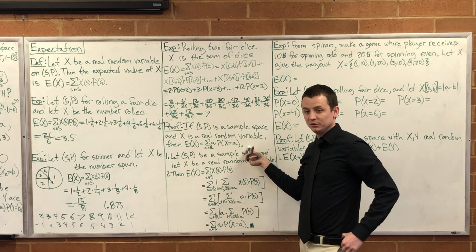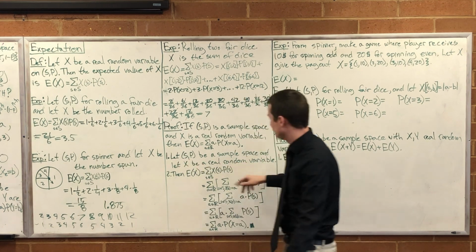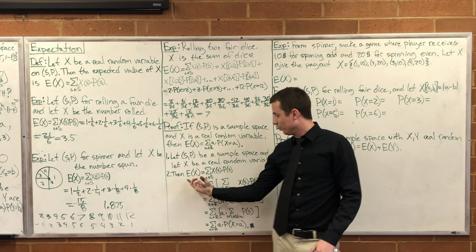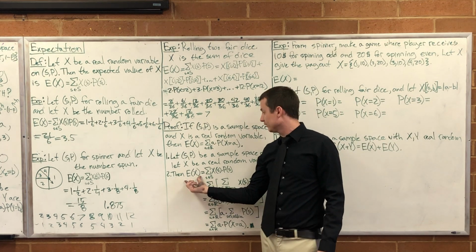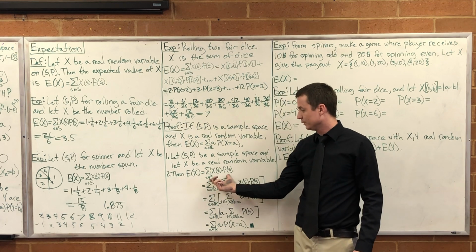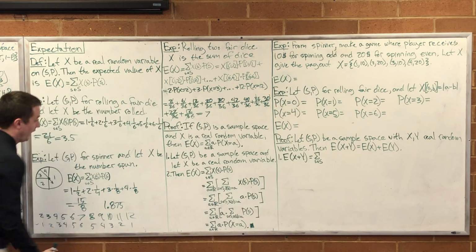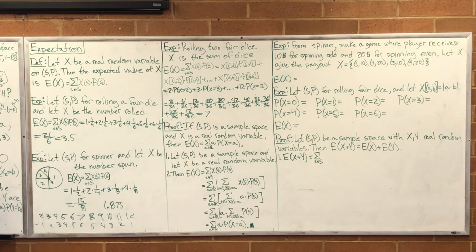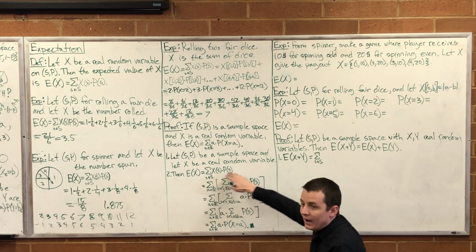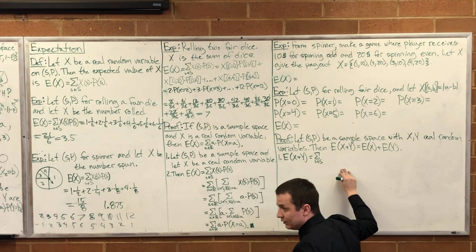You ready to prove the theorem? Yes. Okay. Let S be a sample space and let X be some real random variable. We're calculating the expected value of X, and we're showing that it's equal to this. By definition, the expected value of X is equal to this, right? Now, remember that this is just a big sum, a massive sum, and it doesn't matter what order I add those things together in, right?